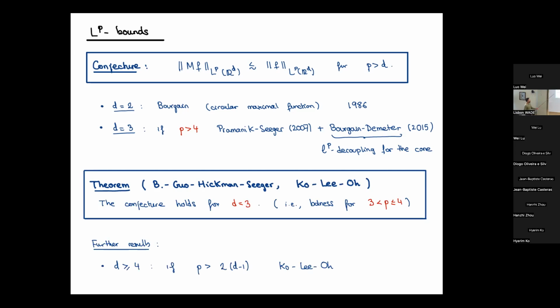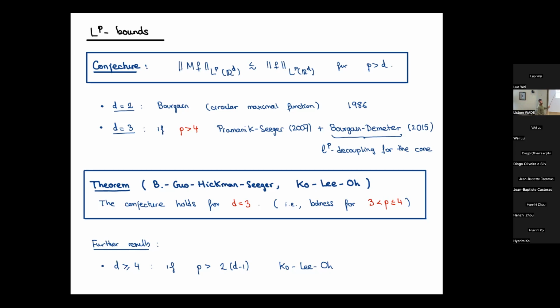And there are further results in higher dimensions. Also, Ko, Lee, and Oh later obtained partial results in higher dimensions. The conjecture should be p greater than d. They obtain it for p greater than twice the dimension, so there's still a missing gap. And in a way, their results are of the type of these Pramanik-Seeger results. Then the techniques are somehow reminiscent of that.